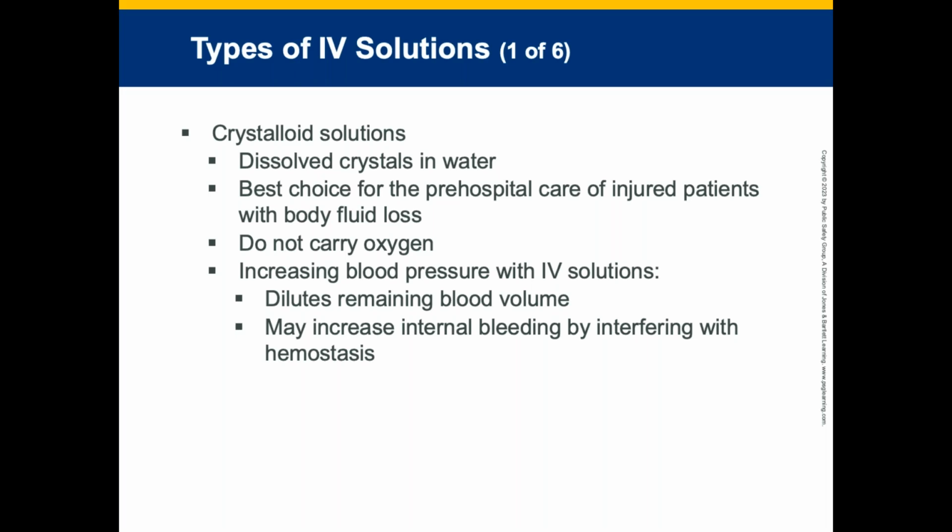So your crystalloid solutions are dissolved crystals within the water, right? They contain compounds that quickly dissociate in a solution. So they're the best choice for pre-hospital care of injured patients with body fluid loss. That's why we look at crystalloids. The rule would be a 3-to-1 replacement rule. 3 mL of isotonic crystalloid solution is needed to replace 1 mL of patient blood.